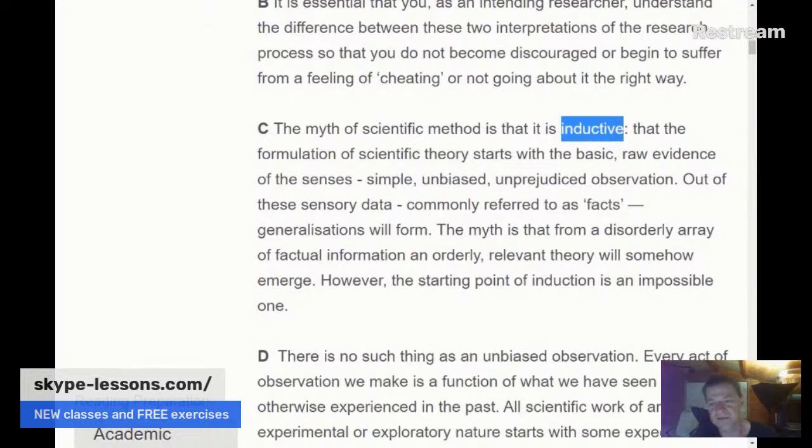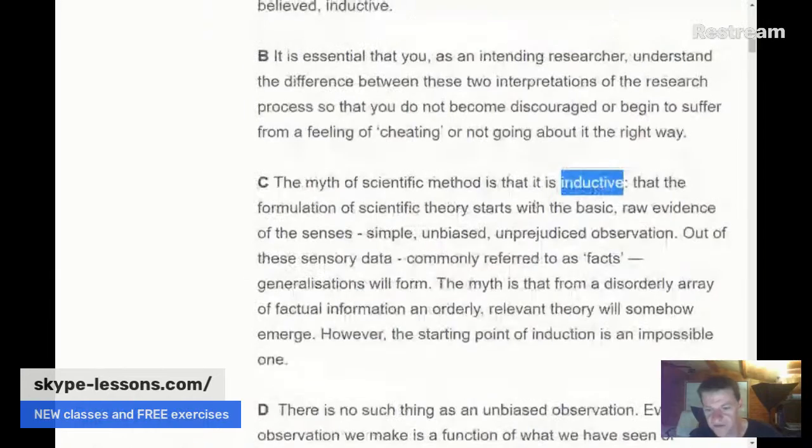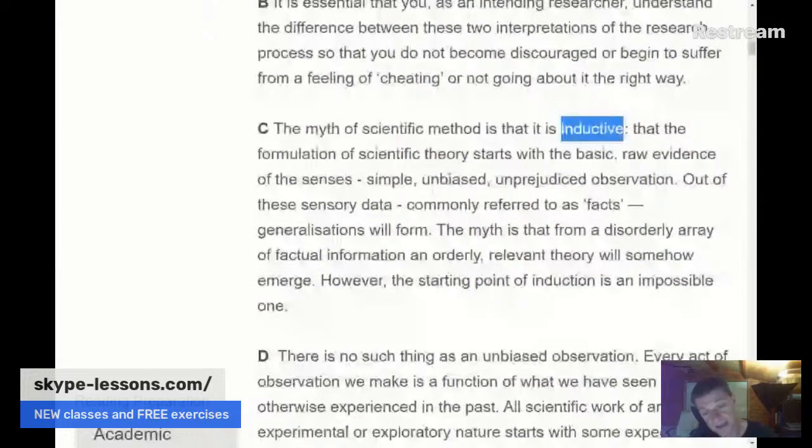The myth of scientific method is that it is inductive, that the formulation of scientific theory starts with the basic raw evidence of the senses, simple, unbiased, unprejudiced observation. So he's describing the inductive method. Out of these sensory data, commonly referred to as facts, generalizations will form. This is the inductive method. The myth is that from a disorderly array of facts, an orderly relevant theory will somehow emerge. However, the starting point of induction is an impossible one. So there's a lot about induction there.